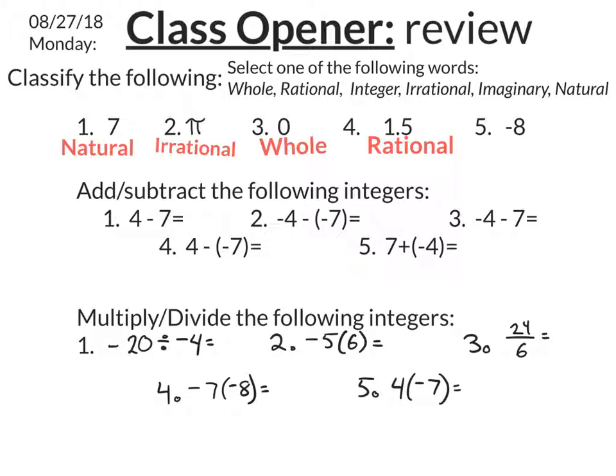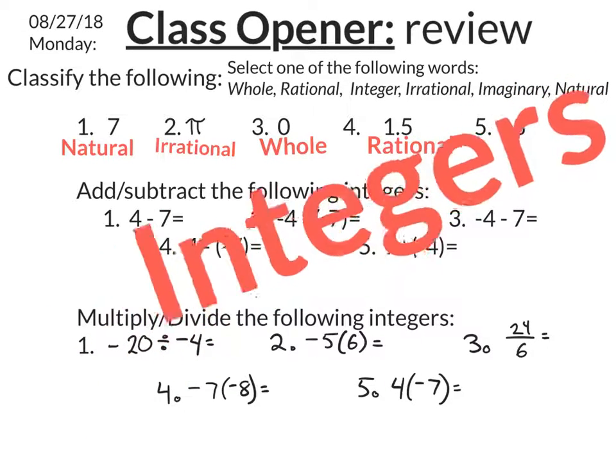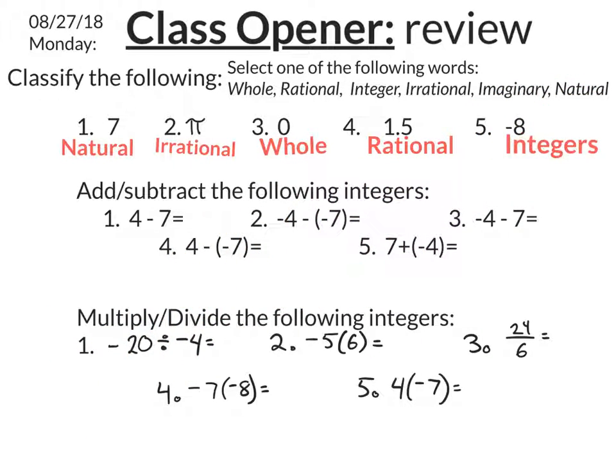And finally, the last one right here, you have a nice negative 8. It's not a decimal, it's not a fraction, it's a nice negative number. What do we call those? Integers. And that's about it, guys, for classification.